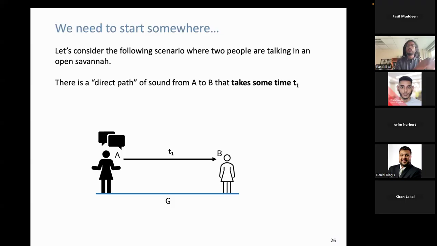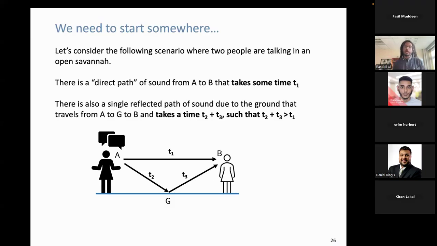So that's what we call the direct path, right? It directly goes on the line of sight from point A to point B, and we denote that by T1. But there's also another path where the sound travels, and that's a single reflected path. So the sound also travels from A to G to B, and it takes some time T2 to go from A to G, and then some time T3 from G to B, right? And the sum of T2 and T3 should be greater than T1 because it's a longer distance that you have to travel going from A to G to B as opposed to from A to B directly.